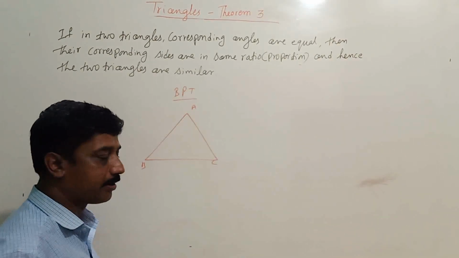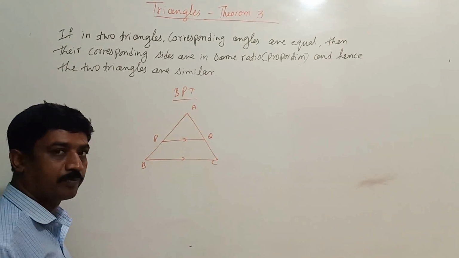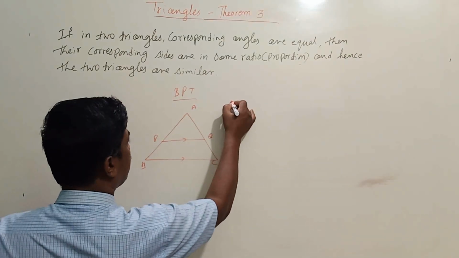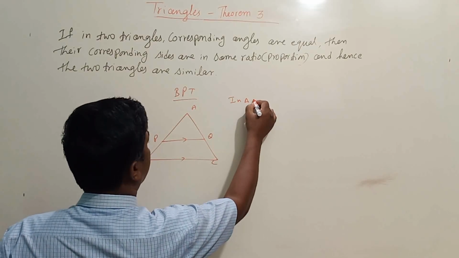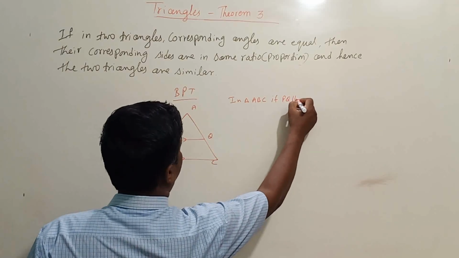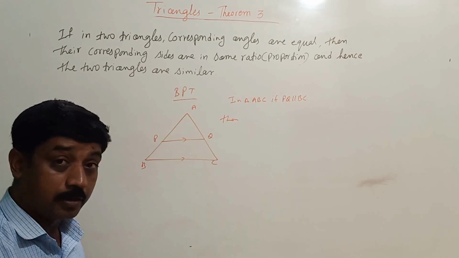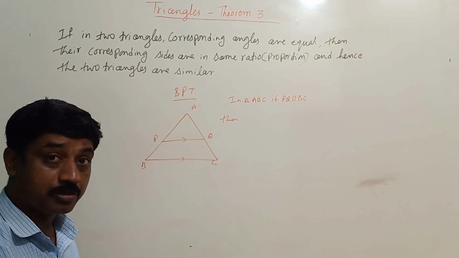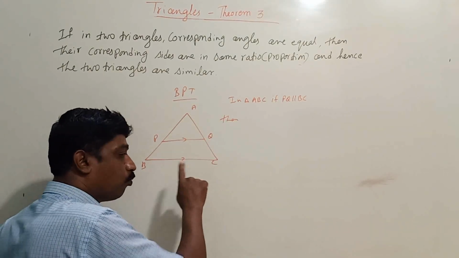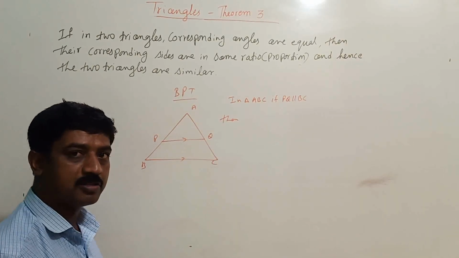If ABC is a triangle and this PQ is parallel to BC, then according to the basic proportionality theorem, I told you that in triangle ABC, if PQ is parallel to BC, then what? It divides the other two sides in the same proportion. I repeat the basic proportionality theorem. If a line is drawn parallel to one side of a triangle, then it divides the other two sides in the same proportion. This is BPT, right?